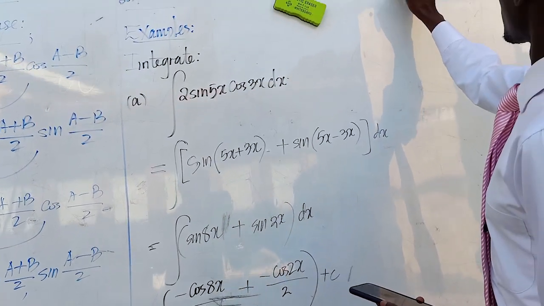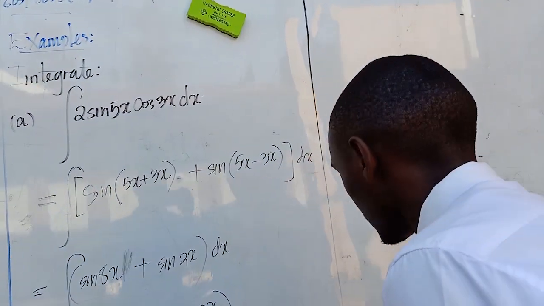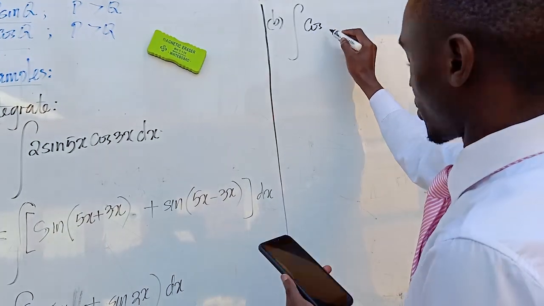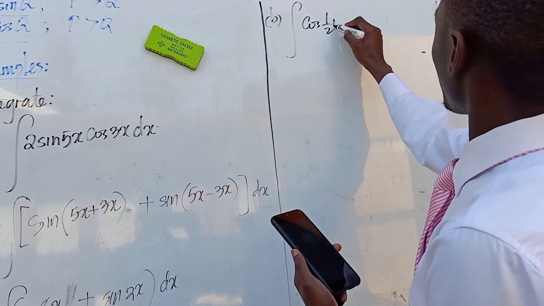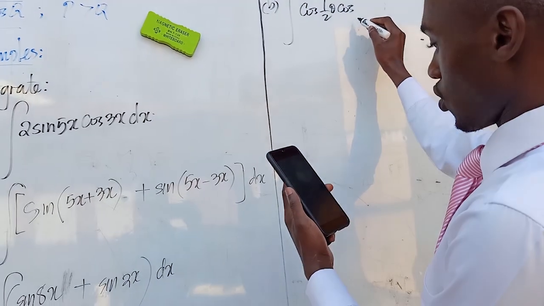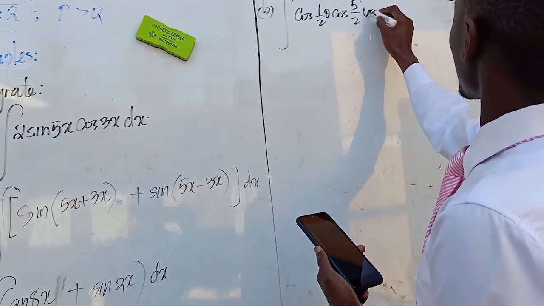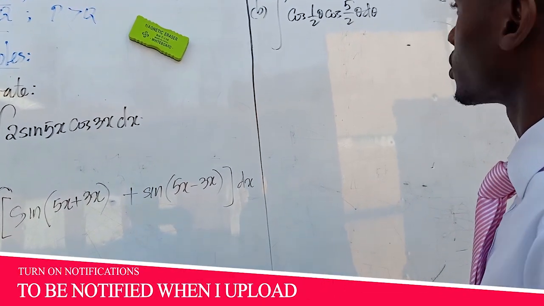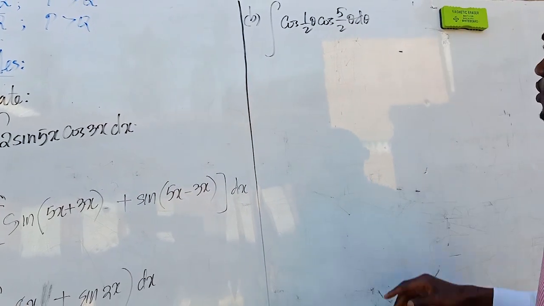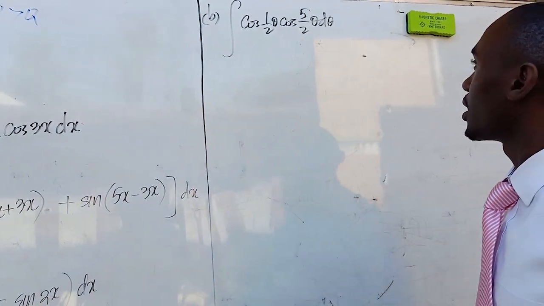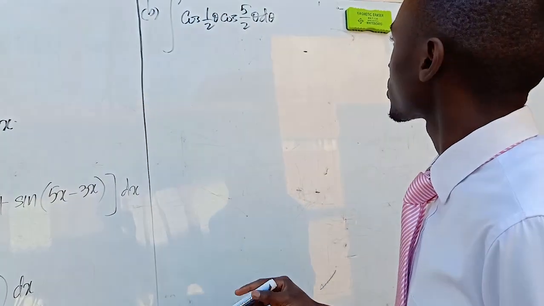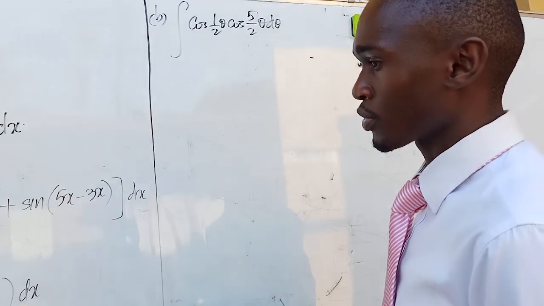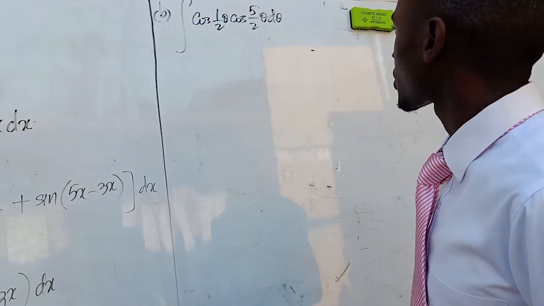Part B. Integrate cos of a half theta multiplied by cos of 5 over 2 theta d theta. Now, when you're careful with reference to our cases there, a product of coses calls for addition of cosines.